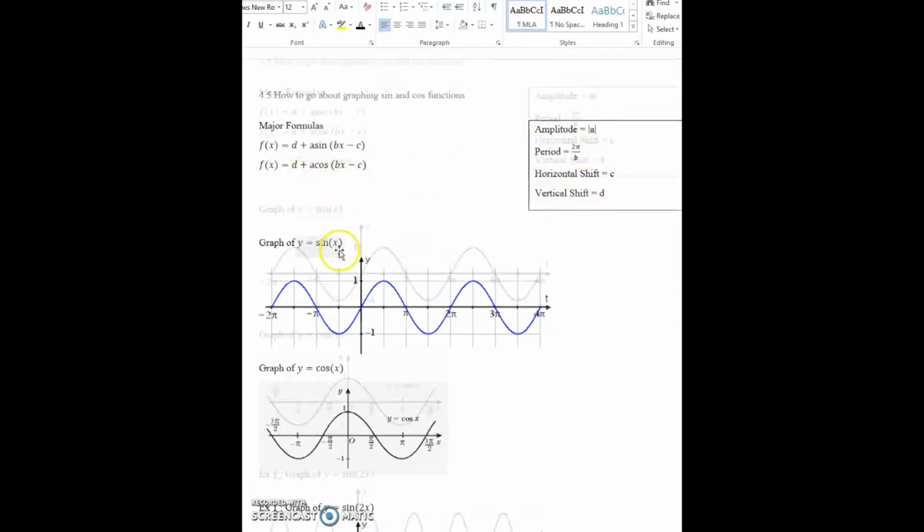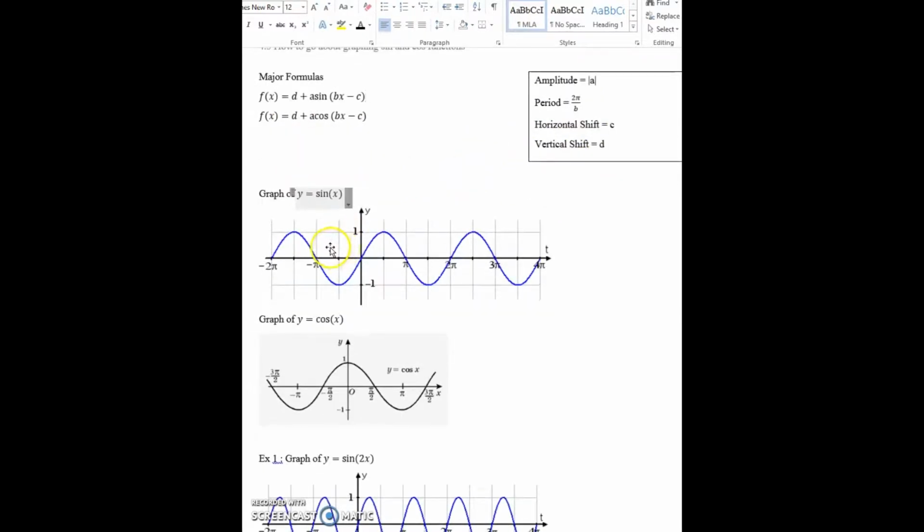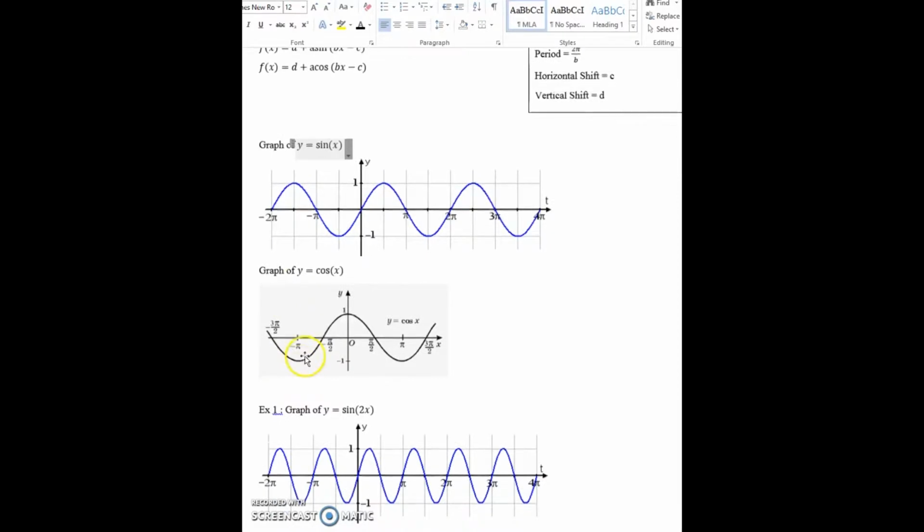The standard form of the sine equation looks like this, where the amplitude is 1 and there's no vertical, horizontal, or period shifts. The standard form of the cosine equation is very similar to the sine, but instead has a maximum on the y-axis. The graph of cosine equations is the same as sine, except you'll be shifting from this point here instead.